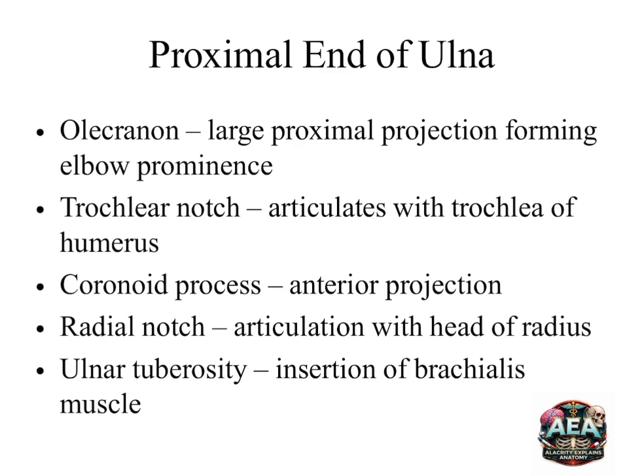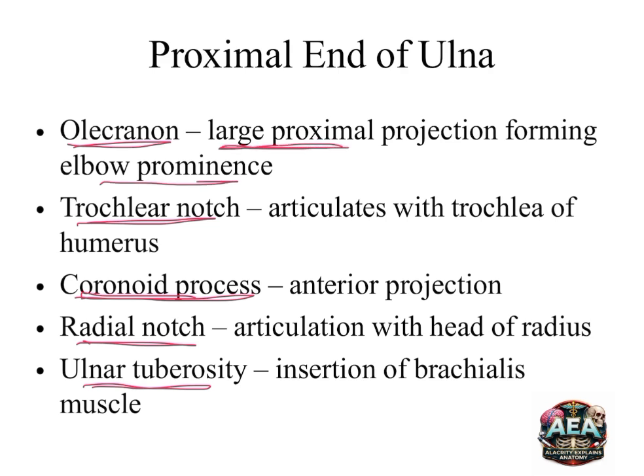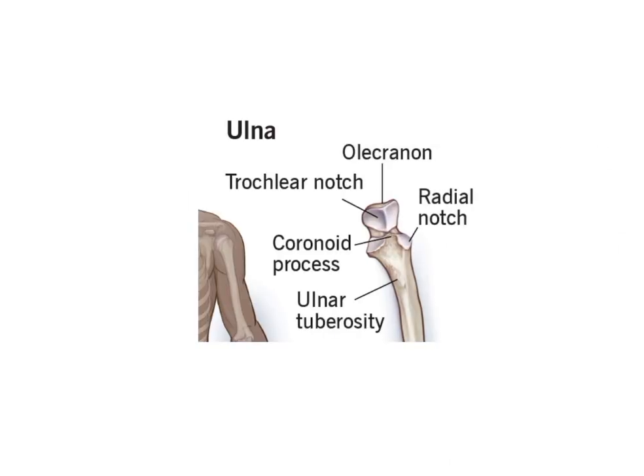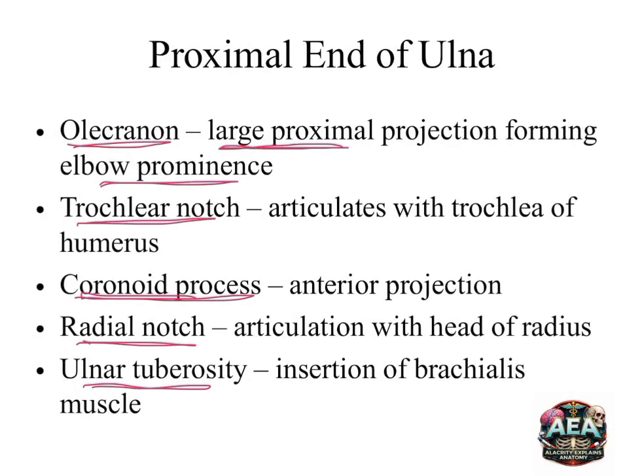At the proximal end of the ulna, we have the olecranon, the trochlear notch, the coronoid process, the radial notch, and the ulnar tuberosity. The olecranon process is a large proximal projection that forms the elbow prominence. Now, take your hand and feel behind your elbow. Flex your elbow and feel behind. You see a large prominence. That is what we're referring to as the olecranon process.